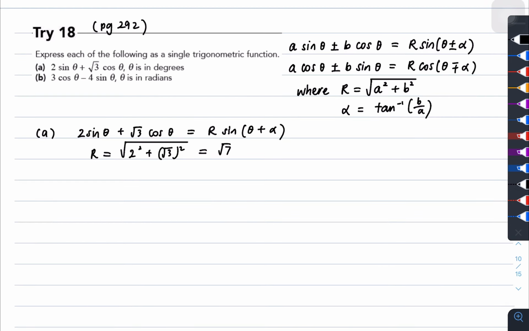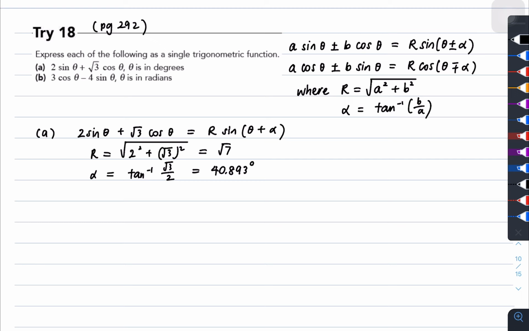Okay, then my alpha will be equal to tangent inverse of b over a. So this would be giving me tangent inverse of this over a. So this will give me around 40.893 degrees. I will give a little bit more accuracy.